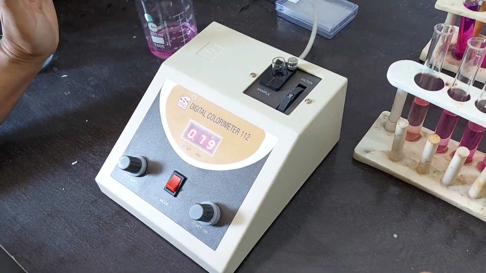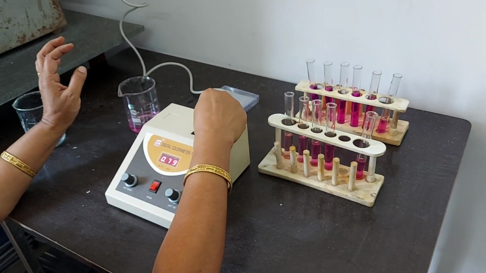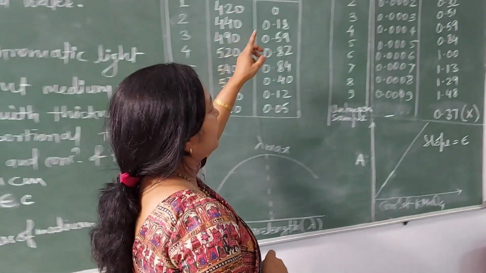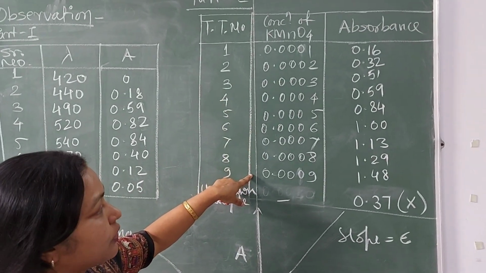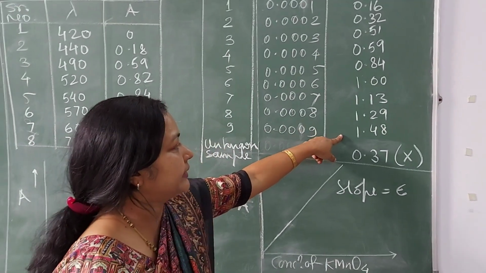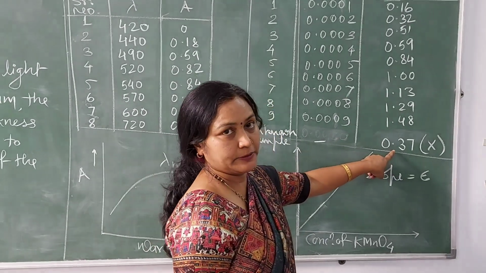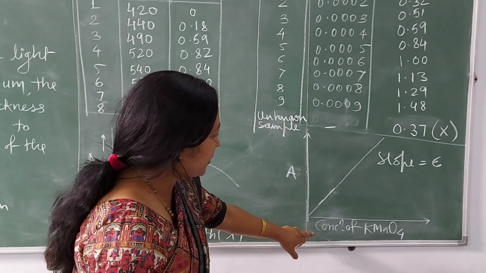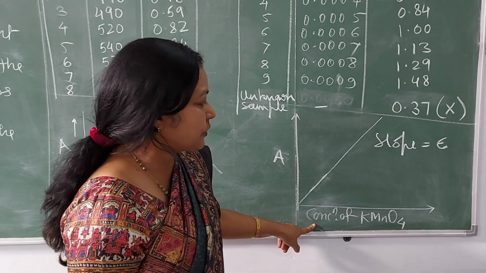In this manner we have completed the second part, that is the second table. You can see in the second table, for all the different test tubes that we have prepared, these are the different concentrations obtained, and these are the values of absorbance that we obtained after taking the readings. And for the unknown sample we obtained 0.37. So now using this table we are going to plot this graph between absorbance and concentration of KMnO4.